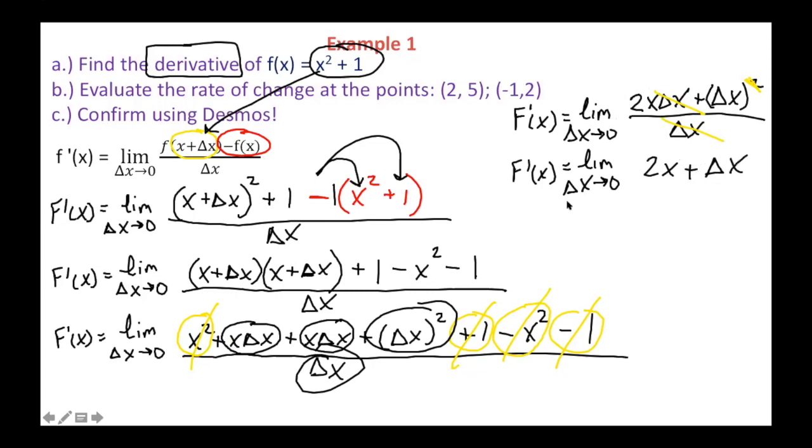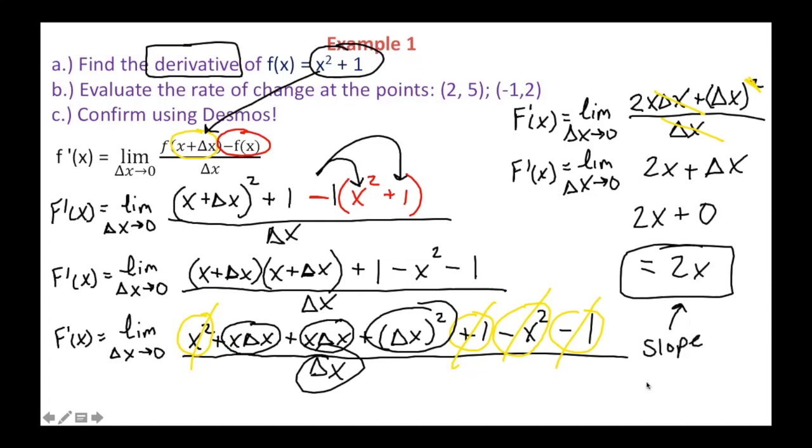So now I can evaluate, I can replace delta x with 0. So I have 2x plus delta x gets replaced with 0. So I just have 2x, and thus you've done your first calculus problem. The derivative of x squared plus 1 is 2x. What this function will do here is this will give you the rate of change or the slope at any point for this original function, x squared plus 1. Okay?